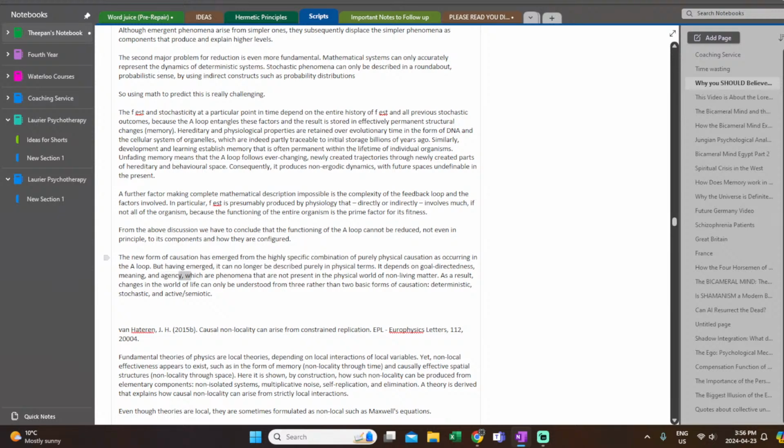Yeah, okay, which are phenomena that are not present in the physical world of non-living matter. Very cool that you can show that non-physical things must exist just from this argument alone. As a result, changes in the world of life can only be understood from three rather than two basic forms of causation: deterministic, stochastic, and active semiotic. I guess the active semiotic is the combination of deterministic and stochastic.